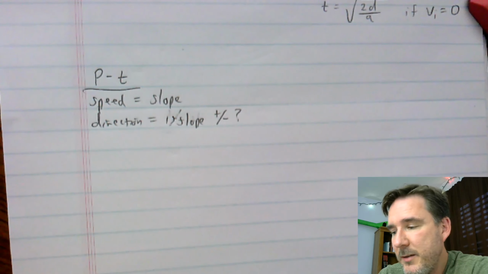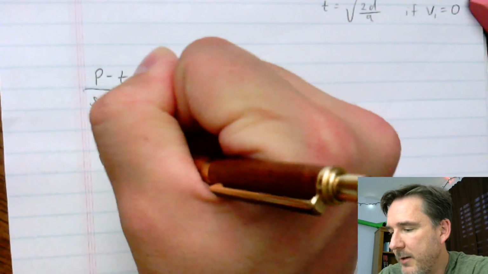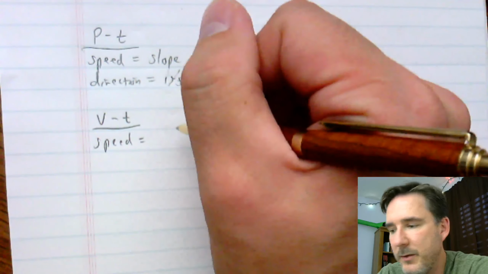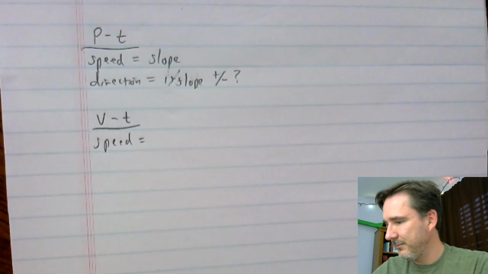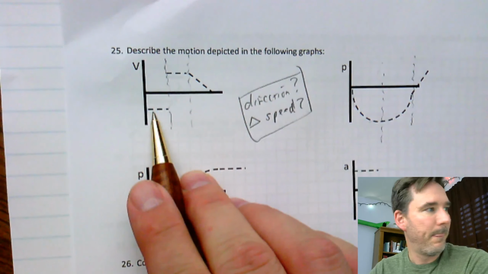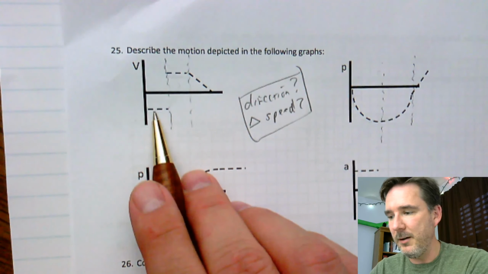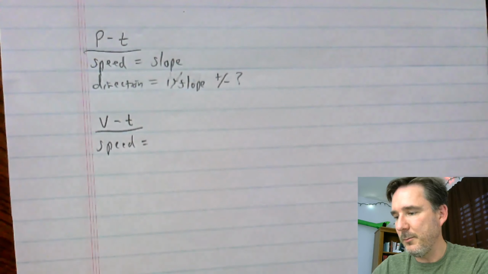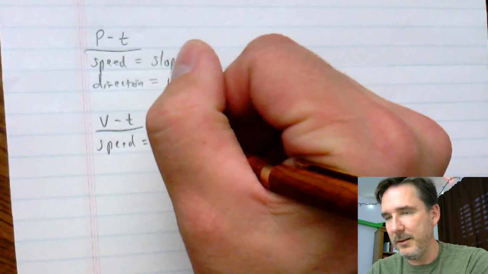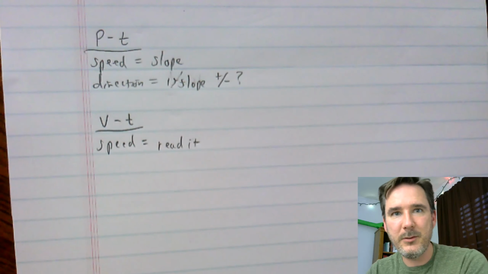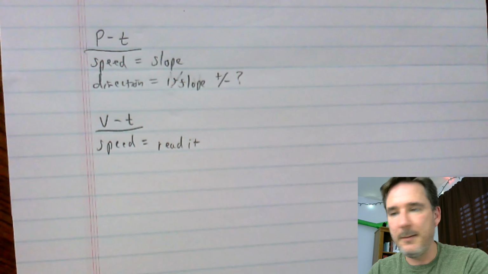That's pretty much it. So then we move on to the velocity time graphs. Okay, so the speed, well, you just read it. For example, this one, there's no number, but I do know it's going a certain speed. I know it's going backwards. So the speed is basically, read it, because it's a velocity time graph, so it's literally plotting velocity and time.